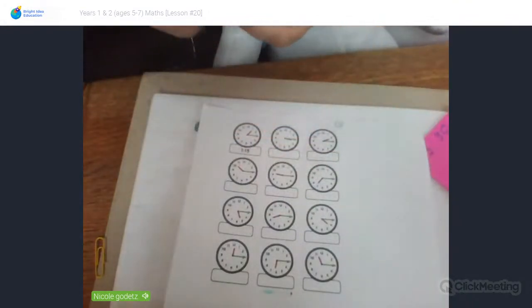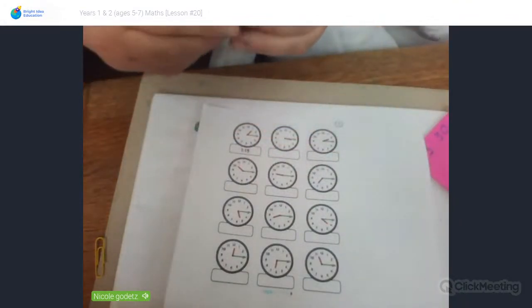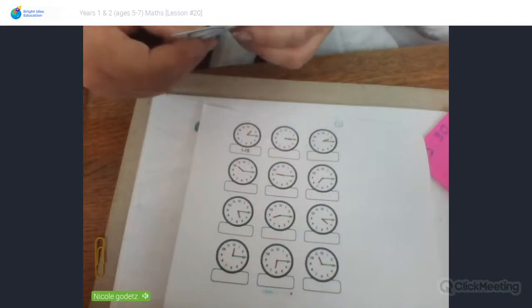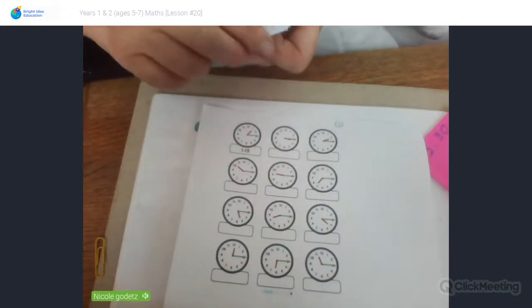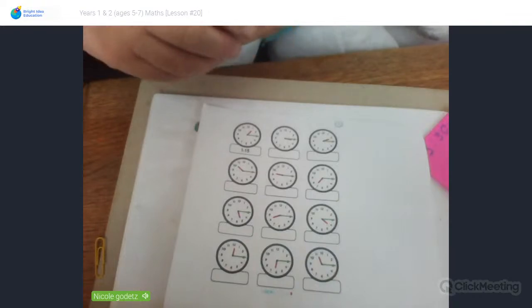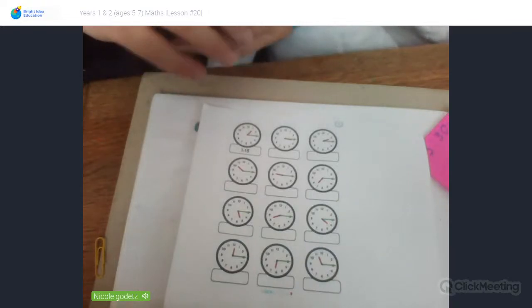One more time. Choose 4 times. I'm shuffling the cards up. Okay. Nice and quick. Choose 4 times. 4 quarter pasts.